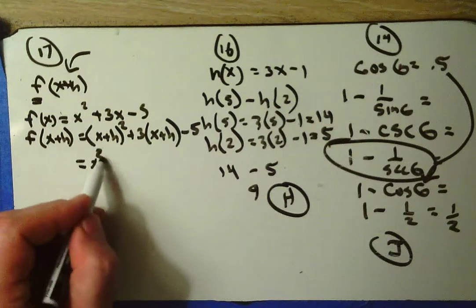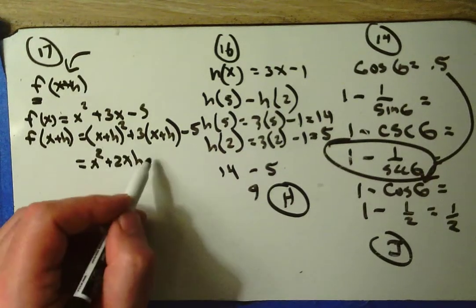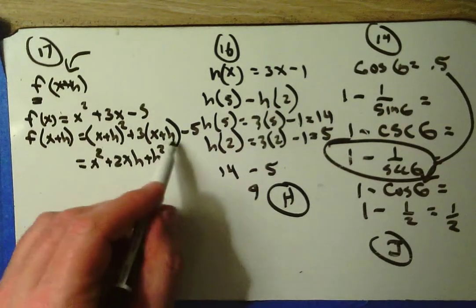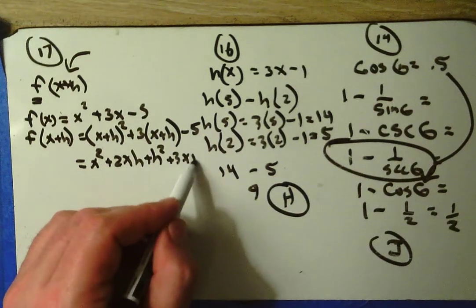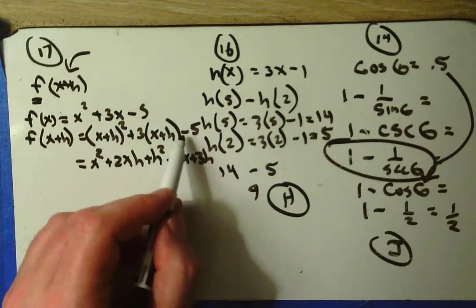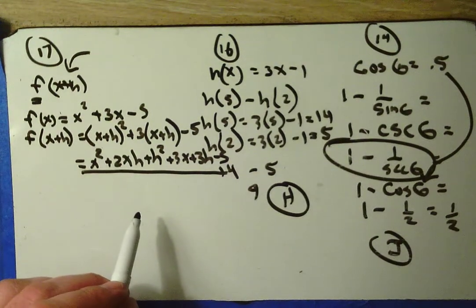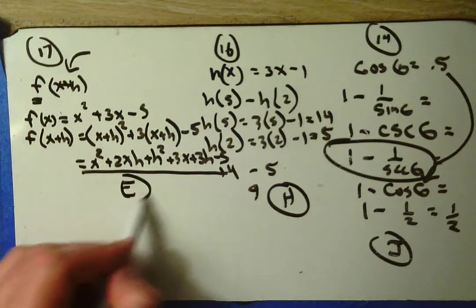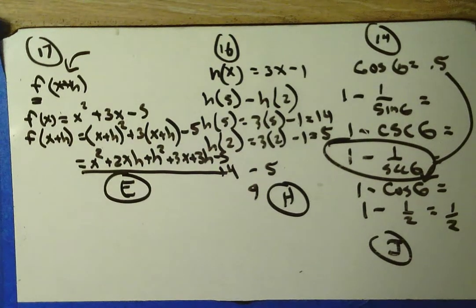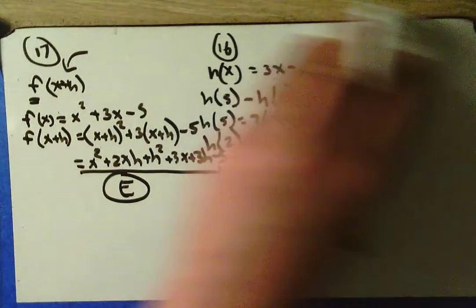FOILing here will get me x squared plus 2xh plus h squared. Distributing here gets me 3x plus 3h, and I have a minus 5. There are no like terms to combine, so E is my answer for number 17. In pre-cal, we did this problem in chapter 1. 18.